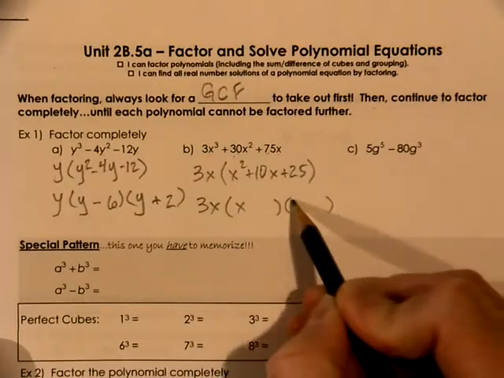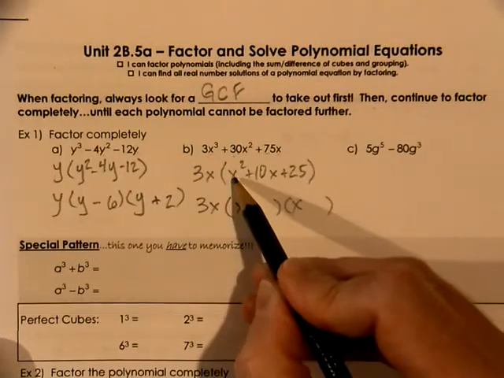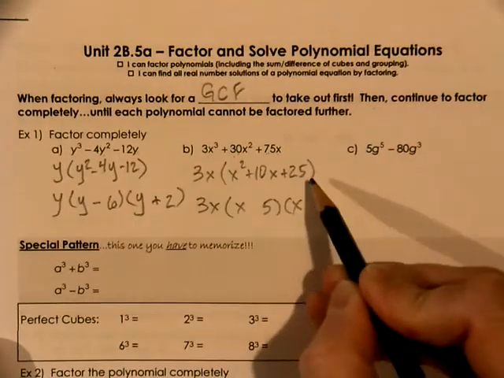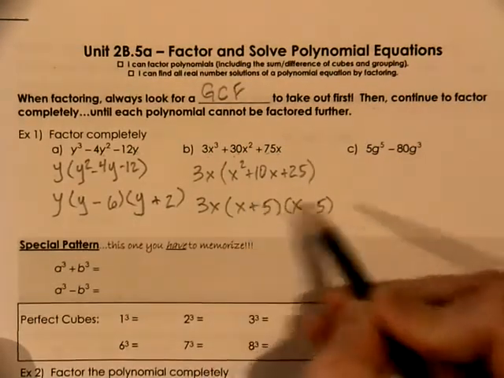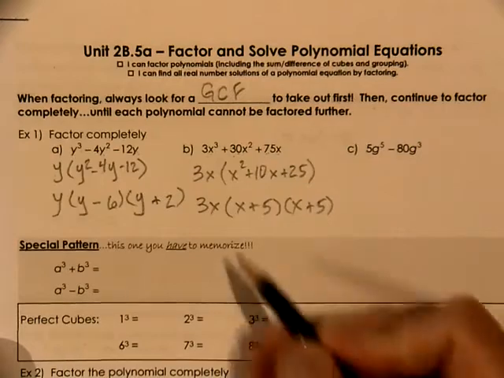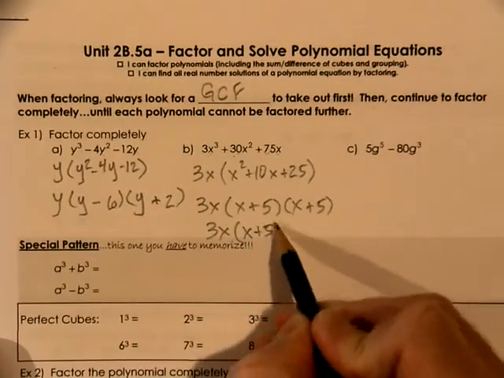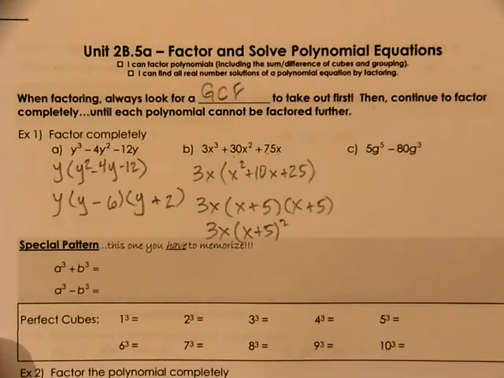And we notice that x times x would FOIL to be x squared. And 5 times 5 makes 25. And 5 plus 5 makes 10. Adds to be 10. So a better way to write it would be x plus 5 quantity squared.